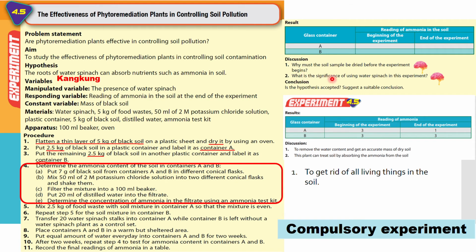Number 2, what is the significance of using water spinach in this experiment? It is because this plant itself can treat soil by absorbing ammonia from the soil, and so it is a phytoremediation plant. Let's look at the conclusion. Is it going to be accepted by looking at the hypothesis? Compare it with the results. The hypothesis is accepted because the roots of the water spinach can absorb nutrients such as ammonia in this case, in the soil.